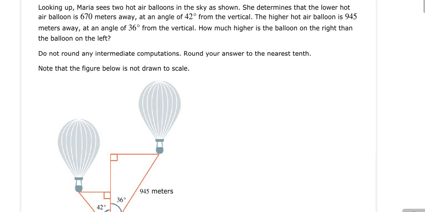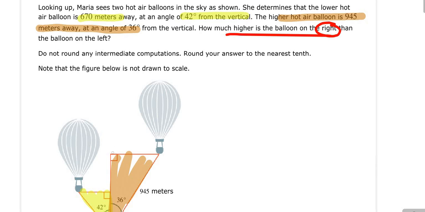We have 2 hot air balloons. She determines that the lower hot air balloon is 670 meters away at an angle of 42 degrees from the vertical. It's this triangle. The higher hot air balloon is 945 meters away at an angle of 36 degrees. How much higher is the right than the left? So we're asking, what is this?